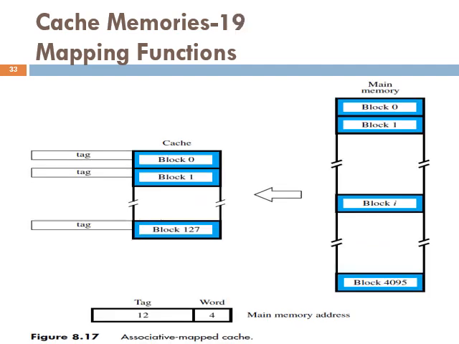It gives complete freedom in choosing the cache location in which to place the memory block, resulting in a more efficient use of the space in the cache. When a new block is brought into the cache, it replaces, that is, ejects, an existing block only if the cache is full. In this case, we need an algorithm to select the block to be replaced.